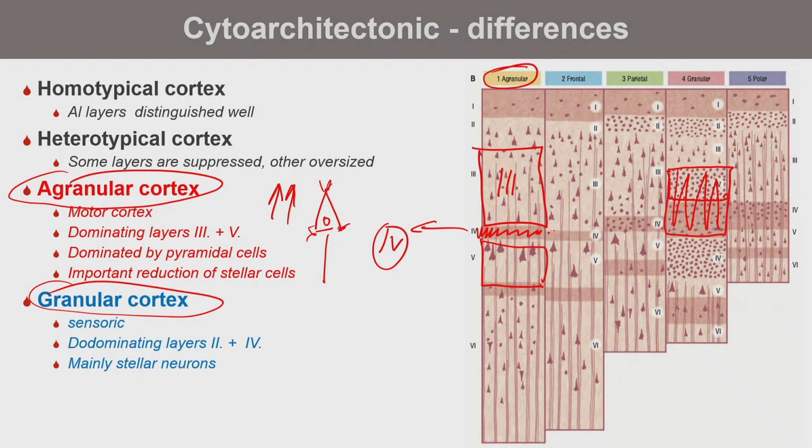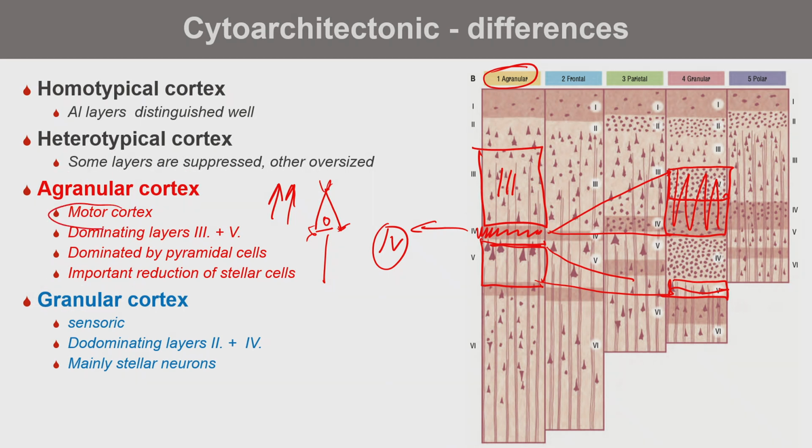If you compare it with this, it is very, very large. And also you can compare this pyramidal with this one. So in agranular, pyramids are dominant; in granular, granular cells. So then you can derive very easily that the agranular is motor and the granular is sensoric.